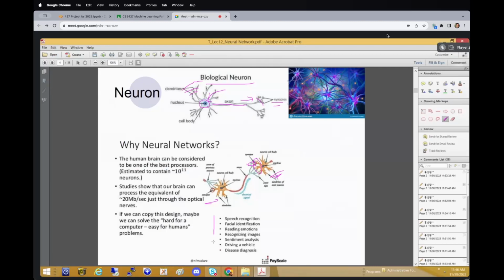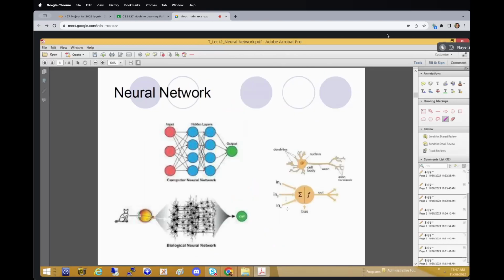So there are several purposes for which we can use neural networks. That is, we can say speech recognition, facial identification, reading emotions, recognizing images, analyzing sentiments, driving autonomous vehicles, and disease diagnosis. So many applications we have.